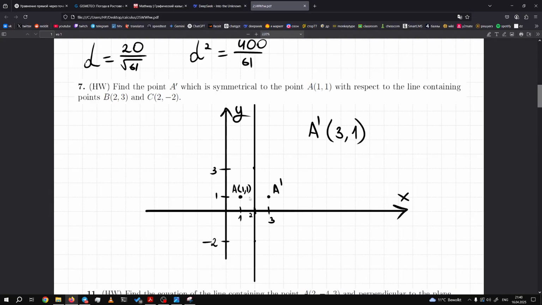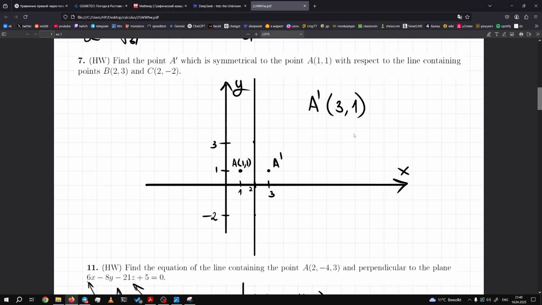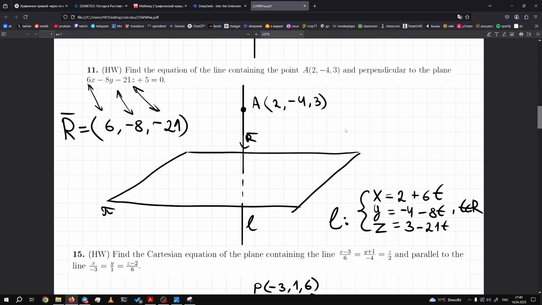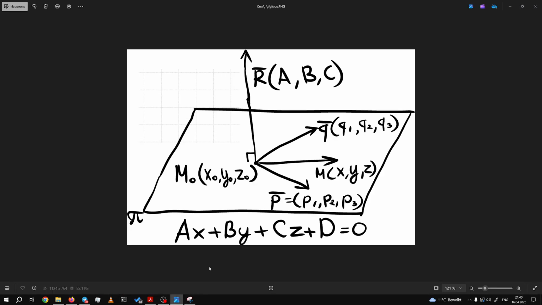And look, symmetric. I hope it's clear that A prime is symmetric to this one. So this is A prime. What are the coordinates of this point? 1, 2, 3, and 1. So 3 and 1, these coordinates, this is the answer. I hope it's clear. And now we are moving on to the Cartesian equation of a plane.